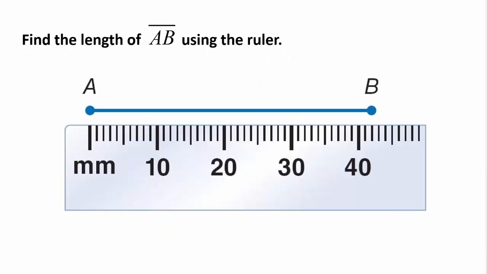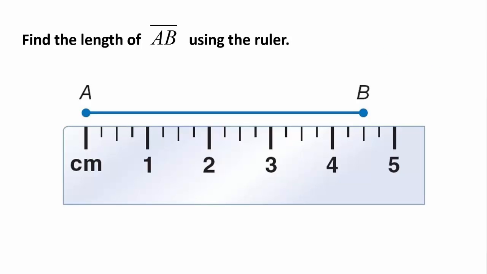As I said before, a line segment can be measured. Take, for instance, line segment AB. If we look at this ruler, which is measured in millimeters, we can see that AB measures 42 millimeters. Now here we have another example of another line segment also named AB, but this time we're measuring it in centimeters. If we take a look, the B ends midway between the 4th and the 5th centimeter mark. So the answer to this one would be 4.5 centimeters.